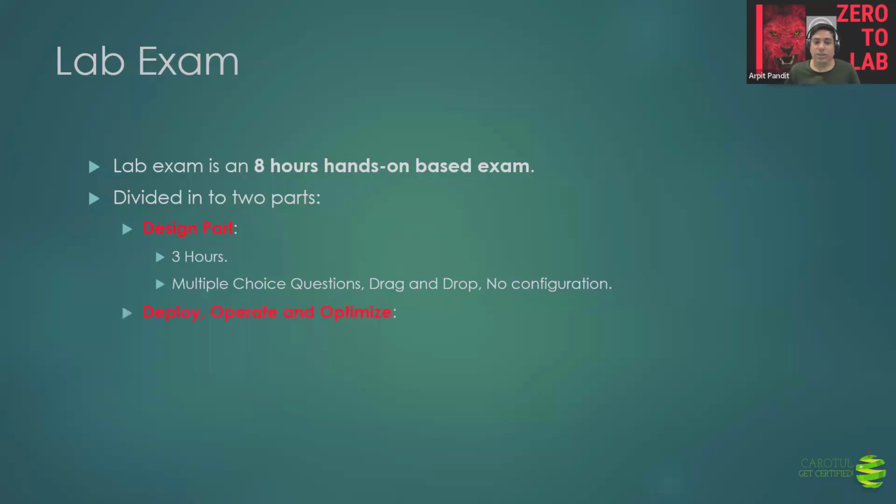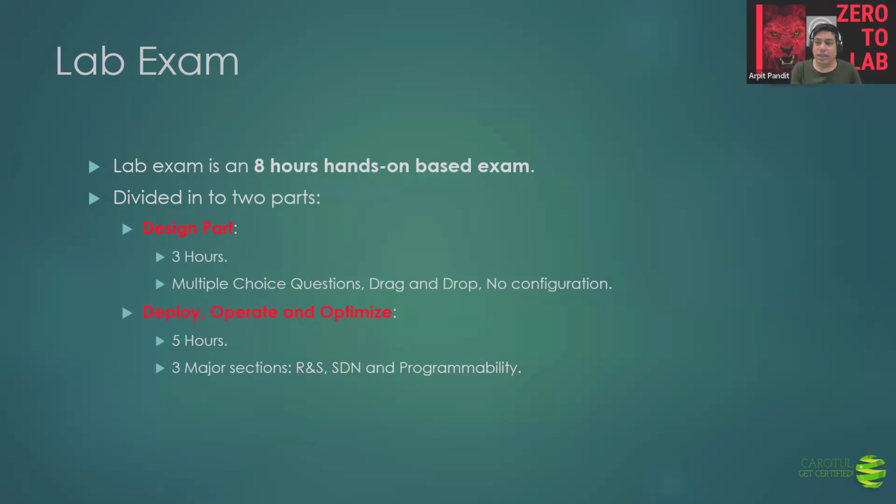The configuration comes into the second part, which is DOO: deploy, operate, and optimize. And this is going to be 5 hours. This one will have the complete configuration of a multi-protocol lab. It will have three major sections: routing and switching, software-defined networking, and programmability. So there will be three sections.